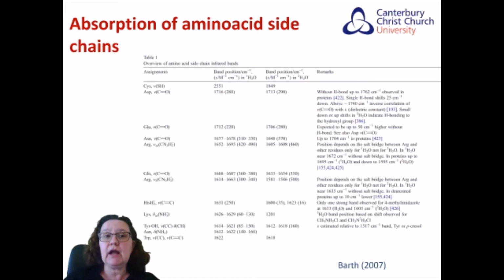One thing you can look at is the absorption of the amino acid side chains. So we are not looking at the backbone, we're looking at the side chains. And this is a table from Barth's review, which gives you an example of the different functional groups in amino acid side chains, typically where they appear, and some comments about how they appear. So as you can see, it's a way of following what happens to the amino acid side chains of your protein.